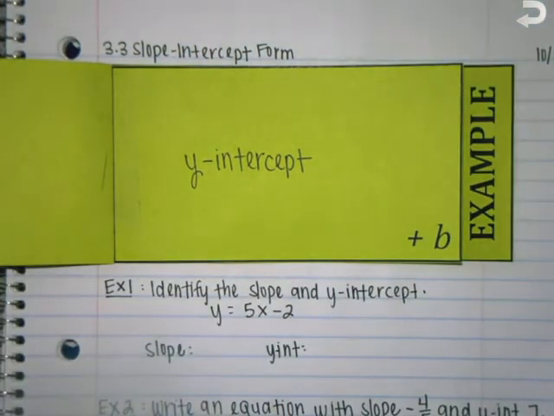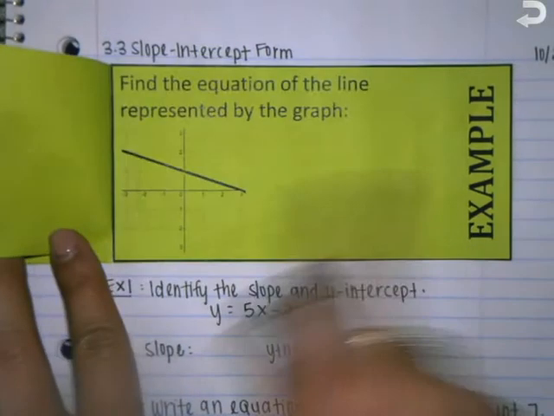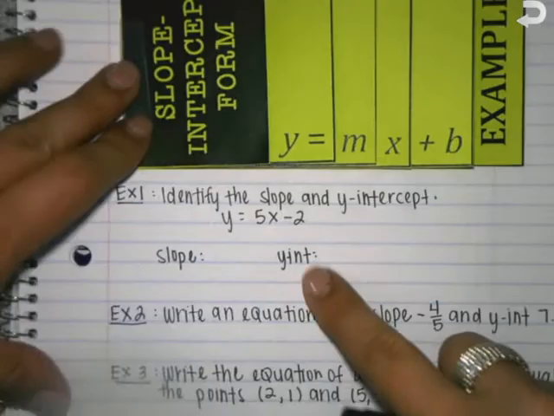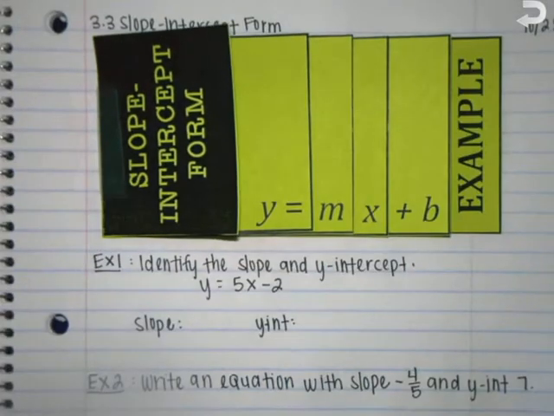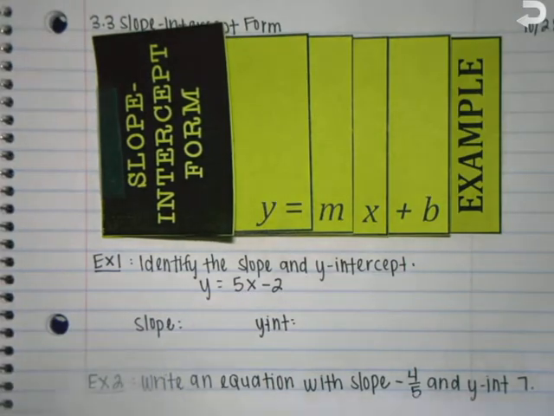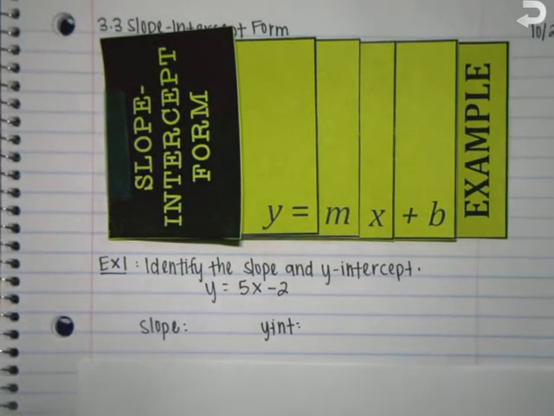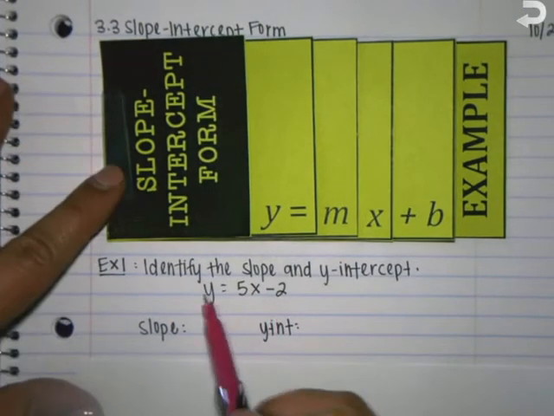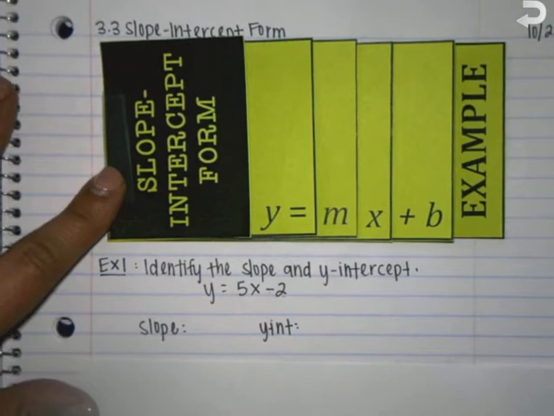So that's all the pieces. The example in the back, we're going to come to that in just a second, but first we're going to practice just using the formula. Example 1, just write it right underneath. I'm going to have you identify the slope and y-intercept of this equation: y equals 5x minus 2. This is in slope-intercept form because it looks like y equals mx plus b.